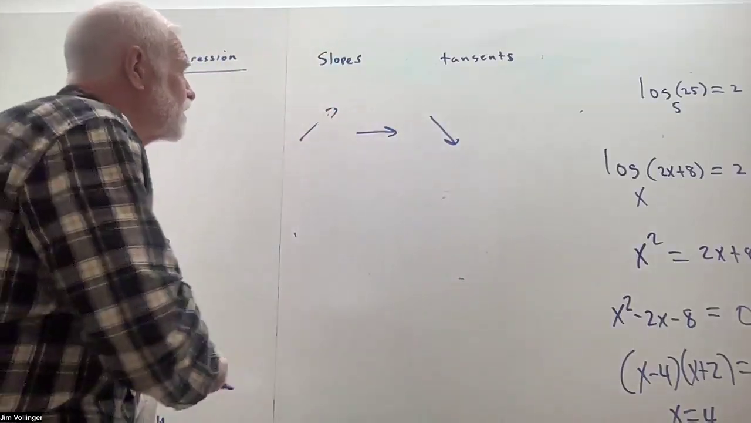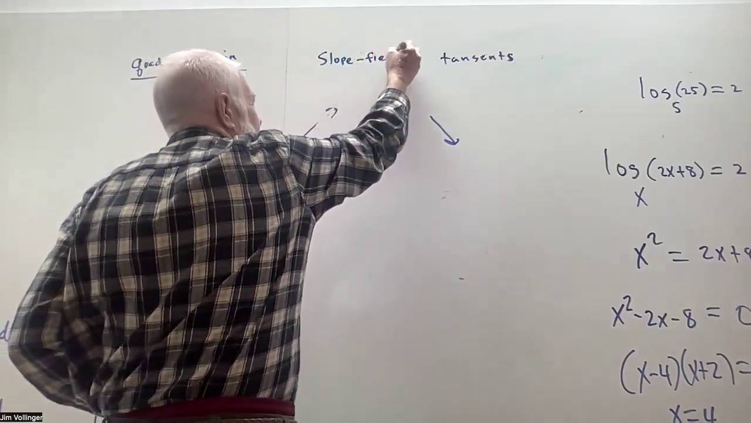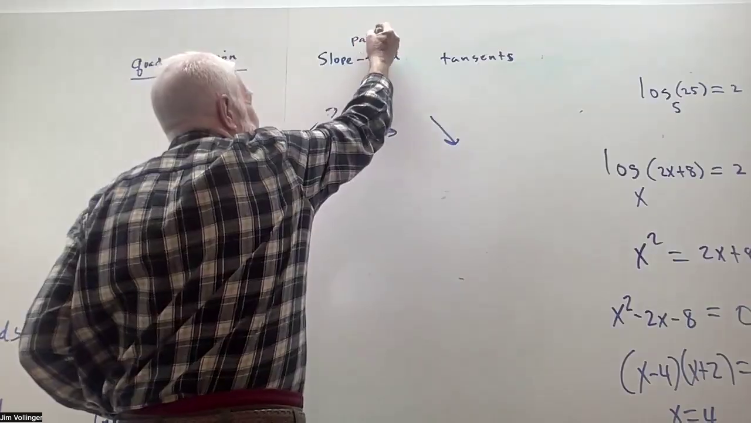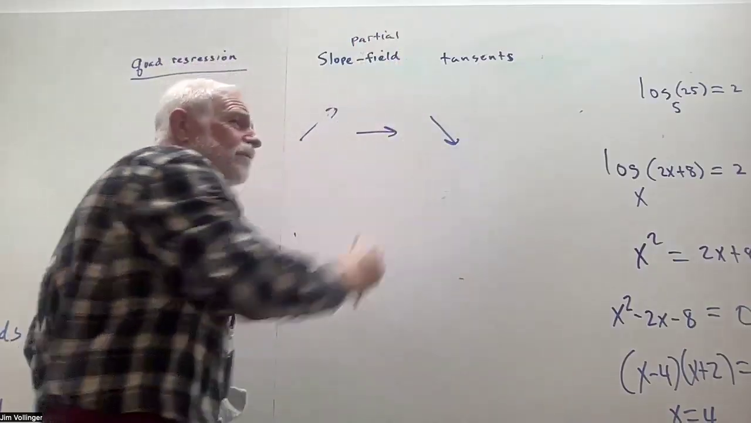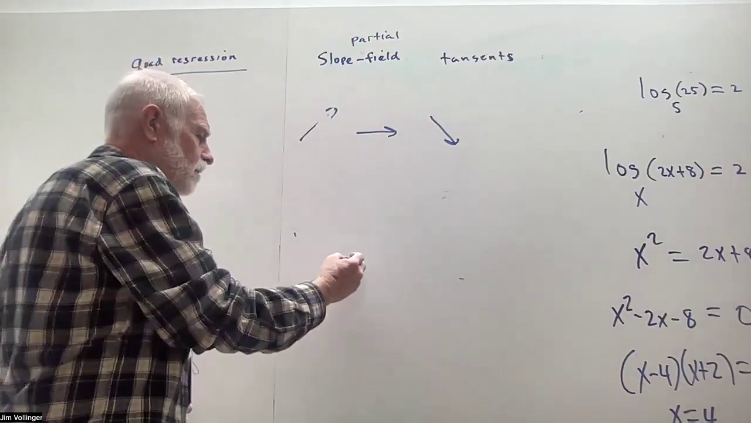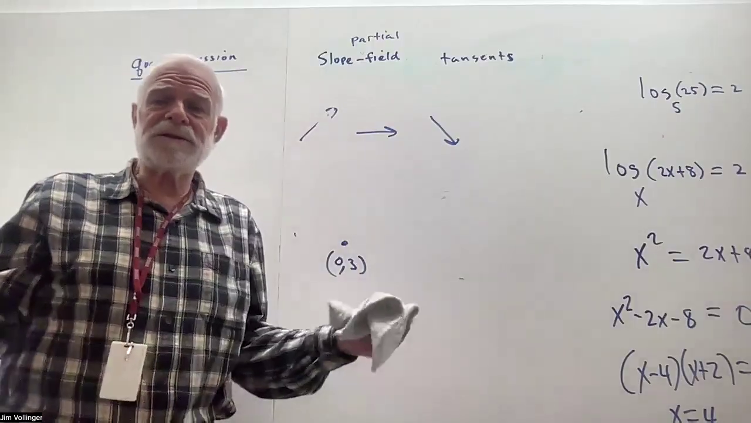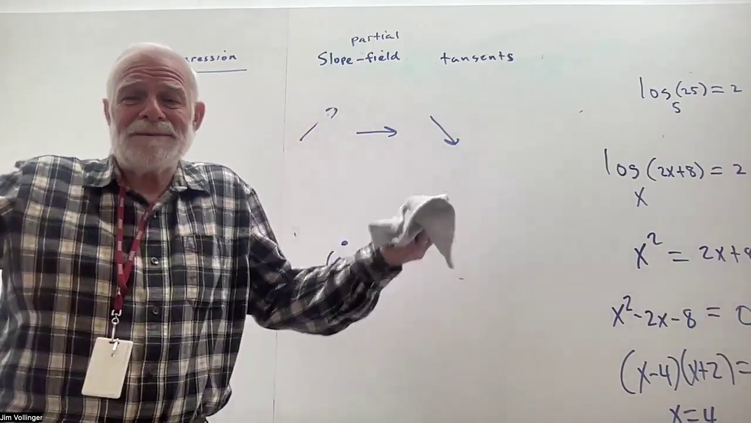And sometimes we can use what's called a slope field. I'll do a partial slope field, just a partial one for this problem. So we started at 0. The ball was 3 feet high, and I kicked it. So I ask you, where's it going?